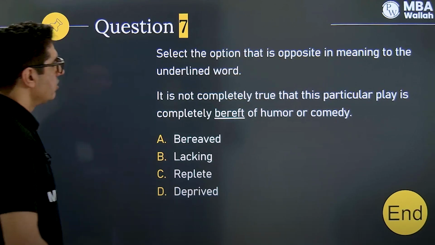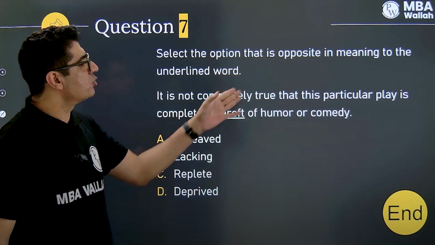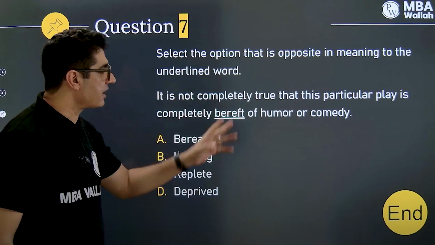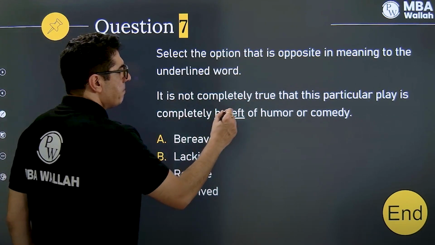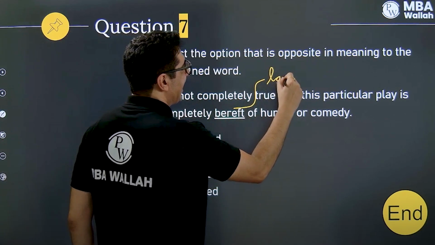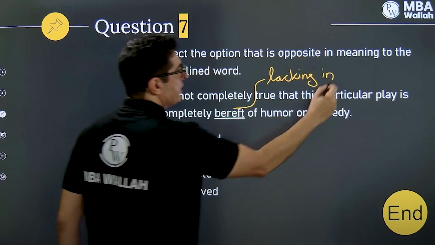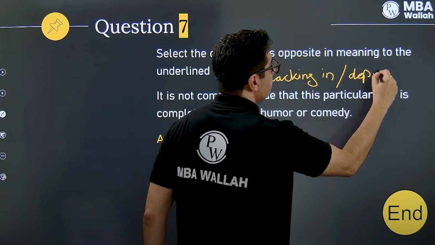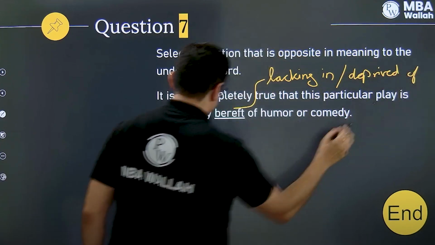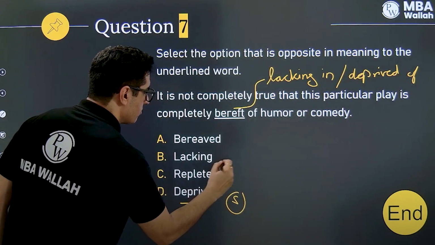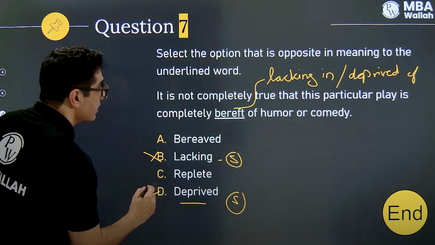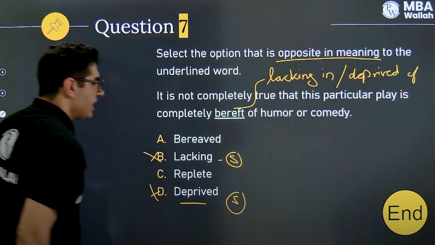Okay. So when I say it is not completely true that this particular play is completely bereft of humor or comedy, bereft essentially means lacking. So it was lacking in humor or comedy. It was deprived of humor and comedy. So deprived is a synonym, lacking is a synonym. Let's rule these out because we are looking for antonyms.